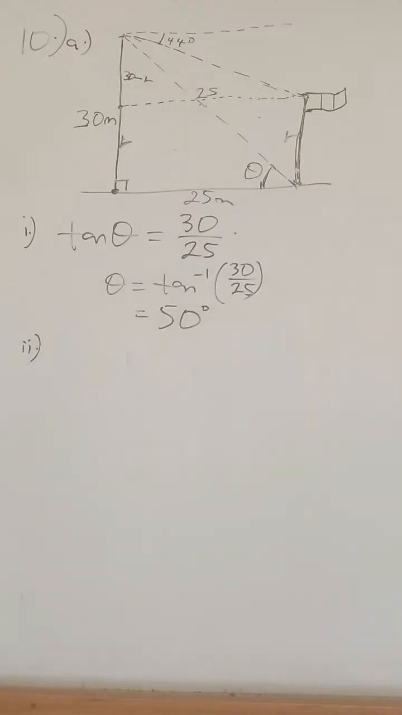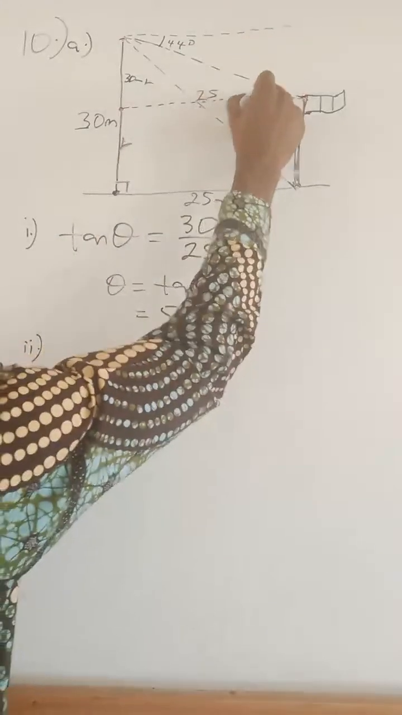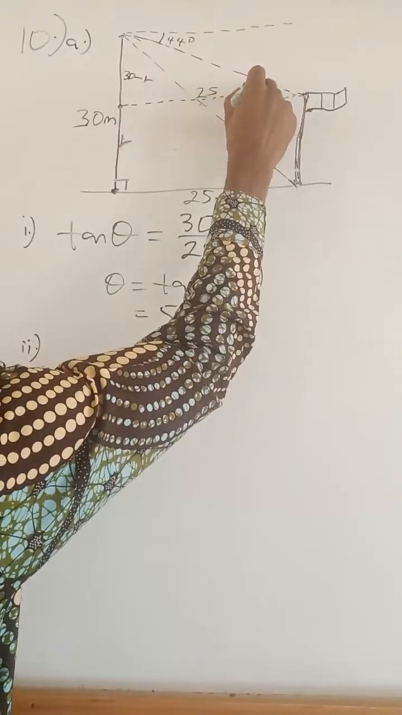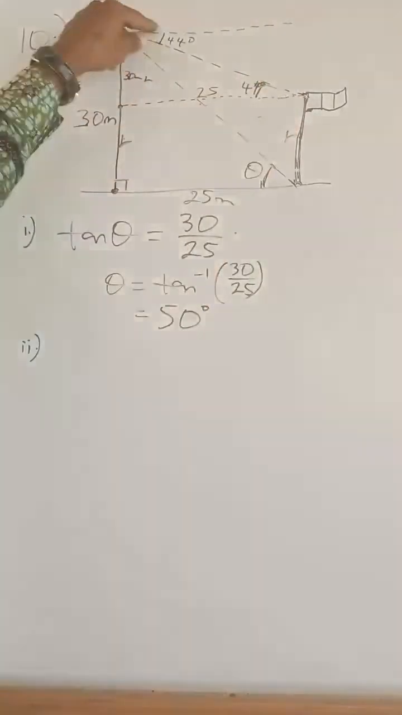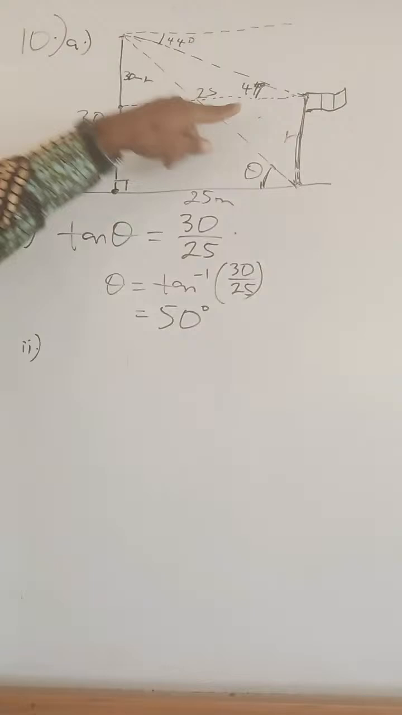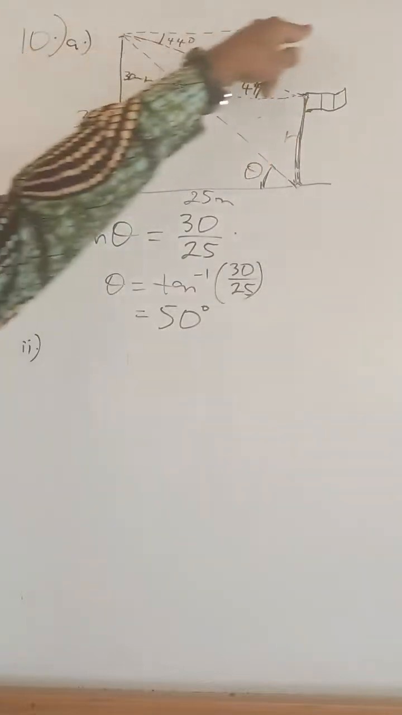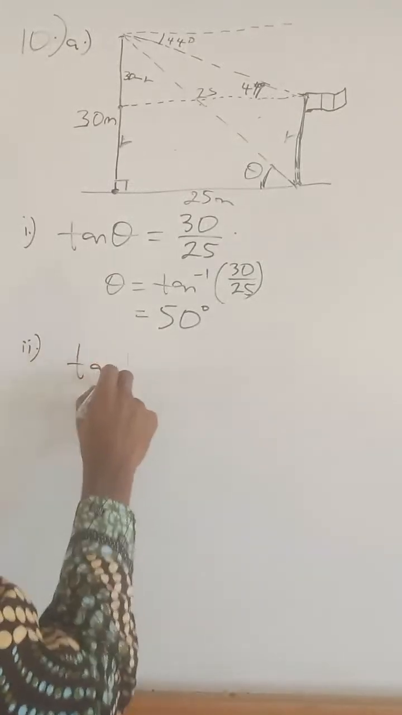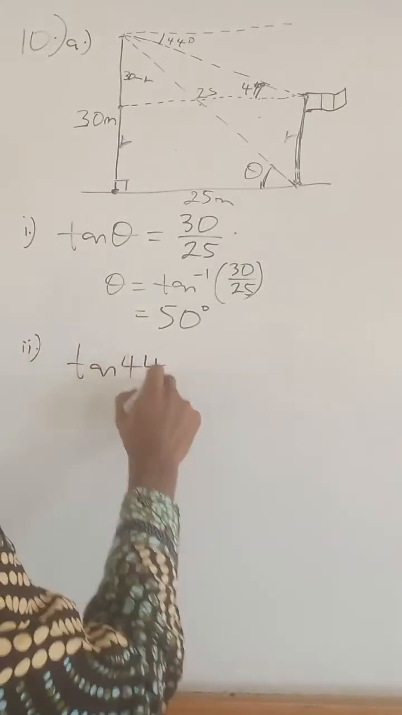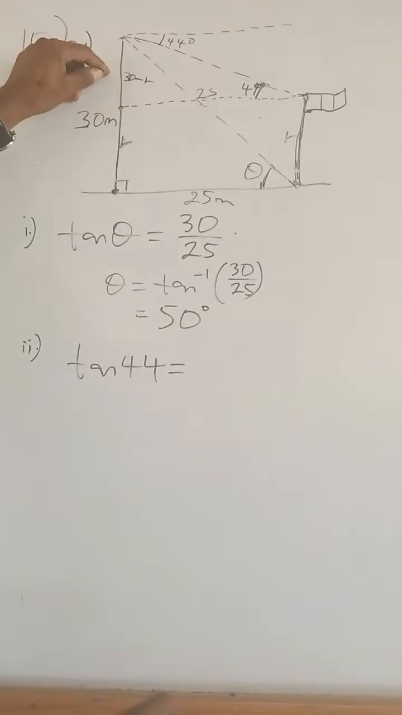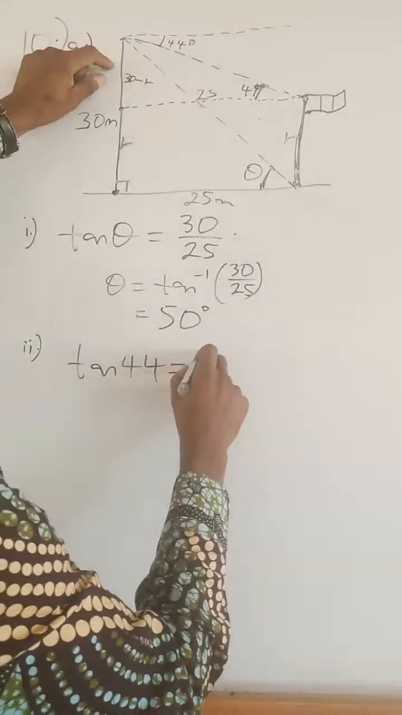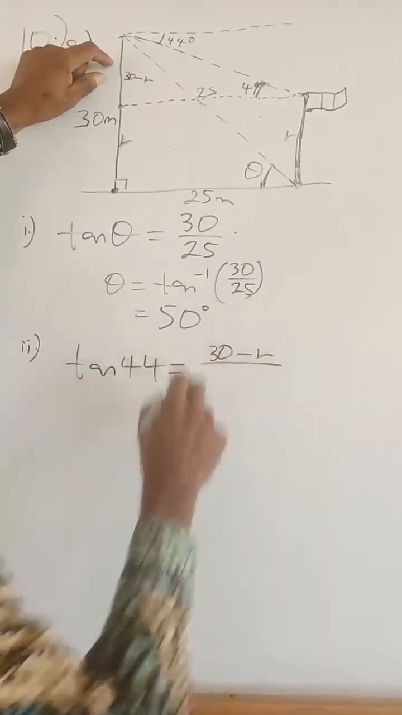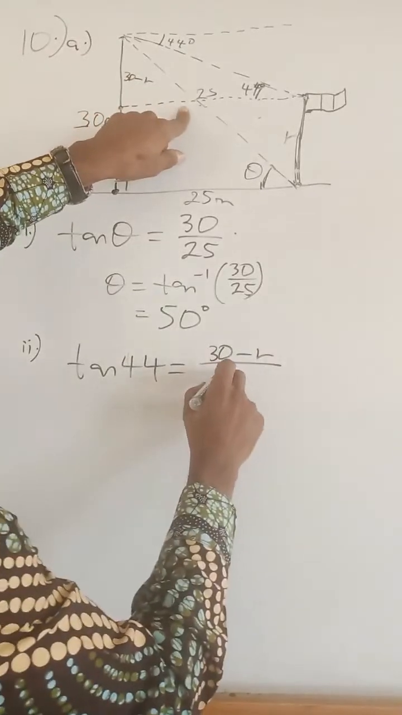So if that's taken, then observe this with me. This angle is also 44 degrees because they are alternate angles, since this line is parallel to this line. And you recall your tan, because it combines the opposite side, 30 minus R, over the adjacent, which is 25.